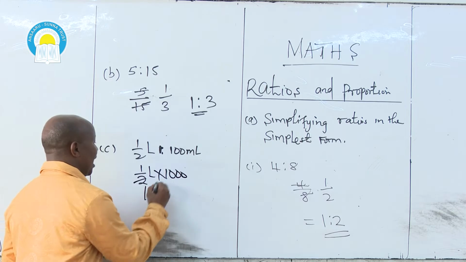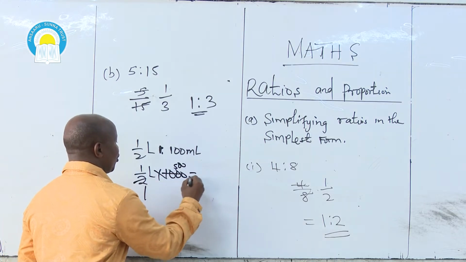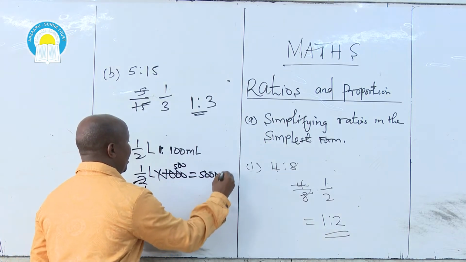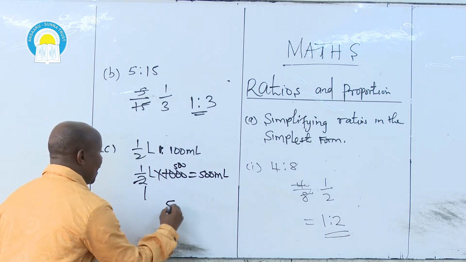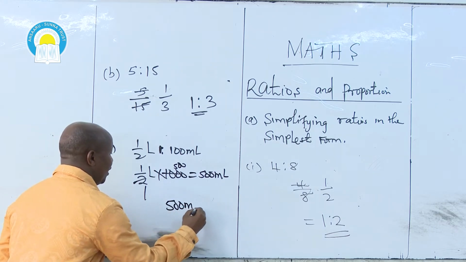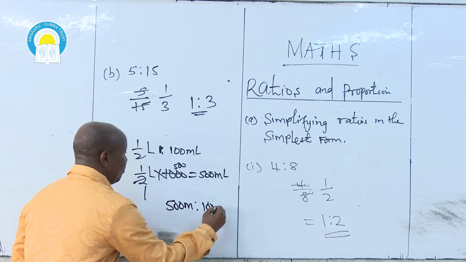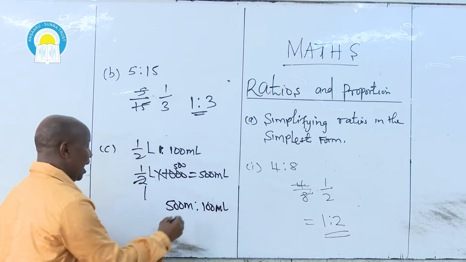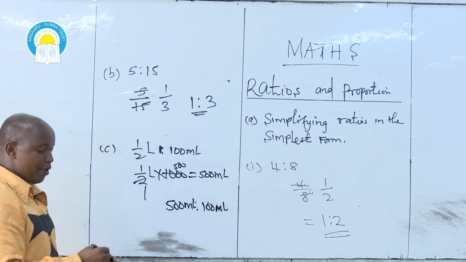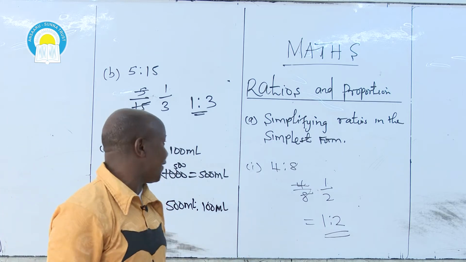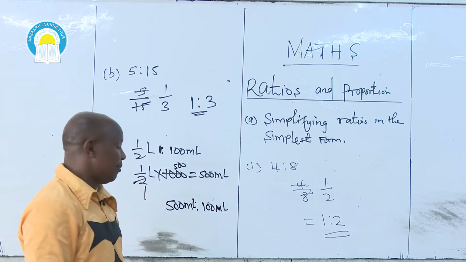In my case here now, I will get 500. So my answer here is 500 milliliters. So the ratio is now 500 milliliters to 100 milliliters. Now, because they are in the same units, I can change it to a fraction and again simplify where possible.